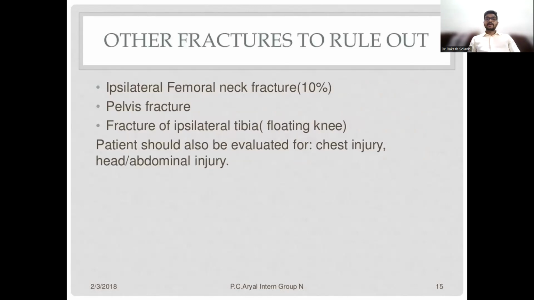When the patient presents with a femoral shaft fracture, one needs to rule out associated fractures: ipsilateral femoral neck fracture, which is present in around 10% of cases, associated pelvic fracture, and fracture of the ipsilateral tibia, known as floating knee. The patient should also be evaluated for chest injury, head injury, and associated abdominal injury, as femoral shaft fracture usually involves very high velocity trauma.